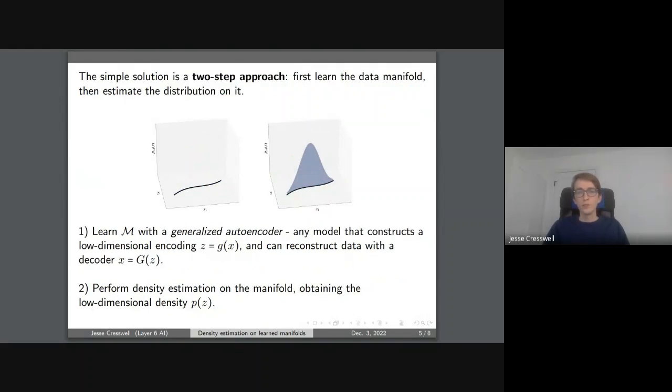So the simple solution to this problem is to take a two-step approach where we first learn the data manifold and then estimate the distribution on it. So in step 1, we train a generalized autoencoder, which is any model that constructs a low-dimensional encoding and then has a way of reconstructing the data from latents using a decoder. Then when we have that low-dimensional representation of our manifold, in step 2, we'll do density estimation on the manifold, for example, using maximum likelihood. And that gives us a low-dimensional density P of Z, which should reflect the true distribution of the data.